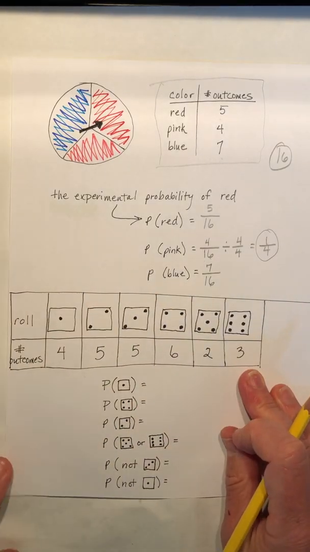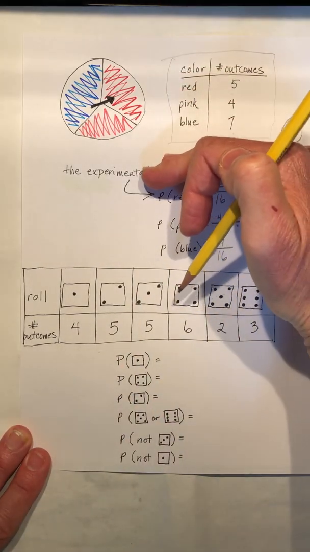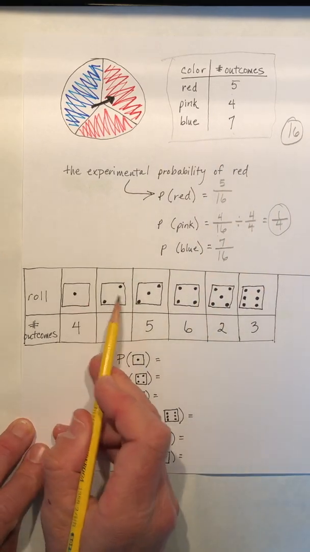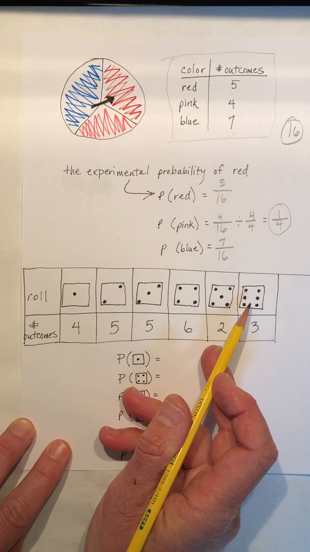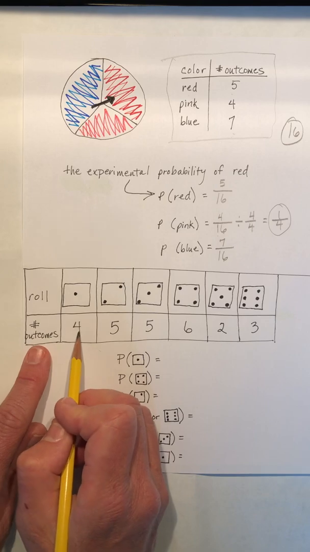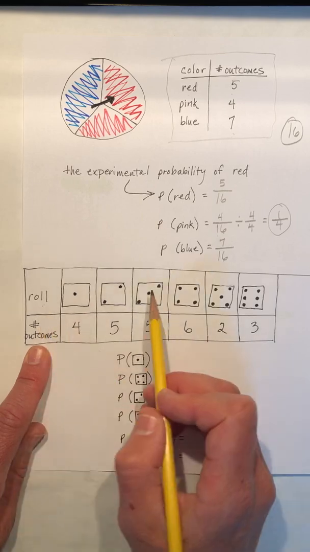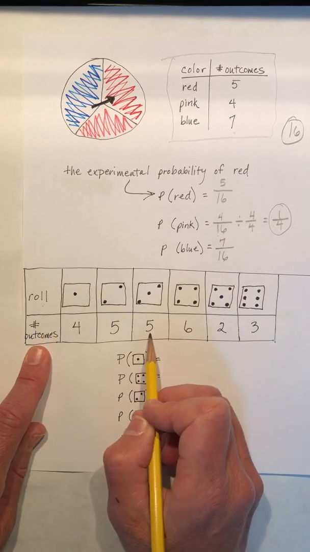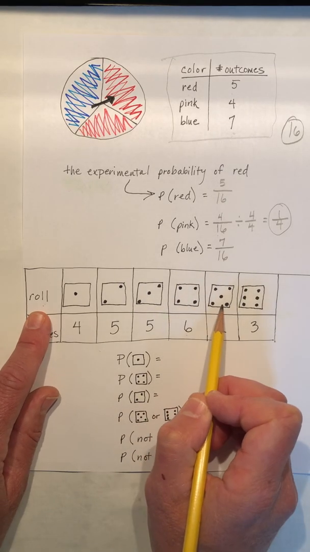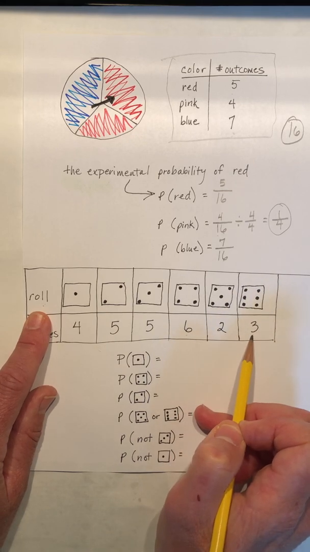All right, let's come down here. So sometimes you get information in a table. This was like a vertical table here, and this is more of a horizontal table. You don't have to draw the dice, kids. That's fine. But you'll need to make a table that shows that a roll of 1 happened 4 times. A roll of 2 happened 5 times. A roll of 3 happened 5 times. When I rolled 4s, that happened 6 times. Rolling a 5, well, that only happened twice. And rolling a 6 happened 3 times.